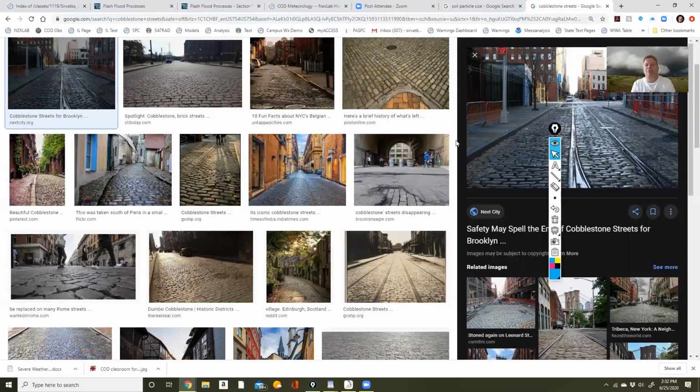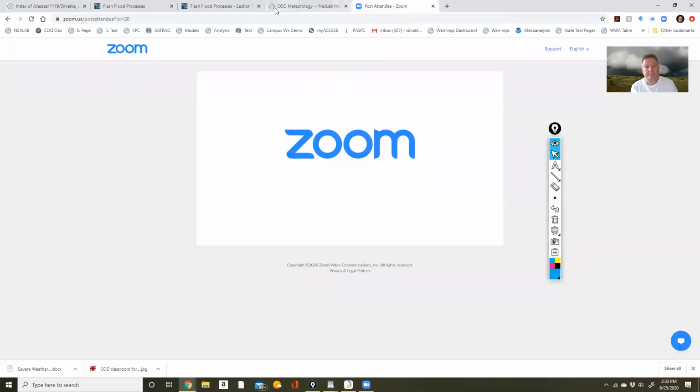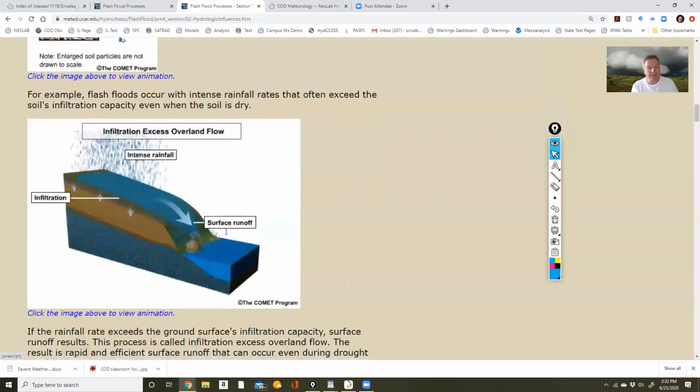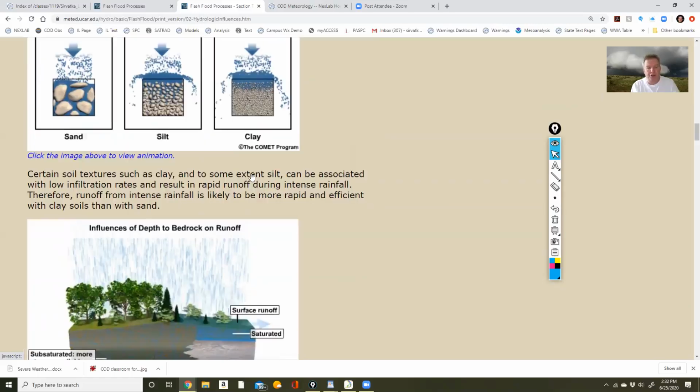Water doesn't drain through small particle sizes. Water drains through large particle sizes, okay? So go ahead and put that in there. Let's go back to here. And here's an example of that. See, sand is big, water goes through easier, clay is not. So flash flooding, if your soil is a lot of clay, it's easier to do that.